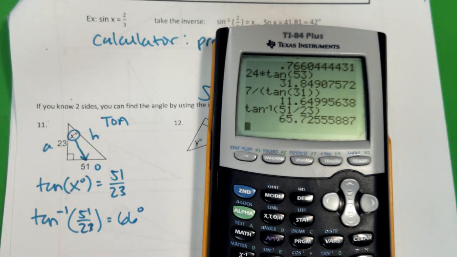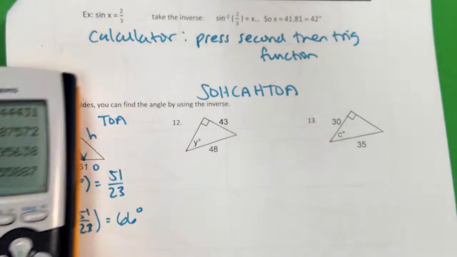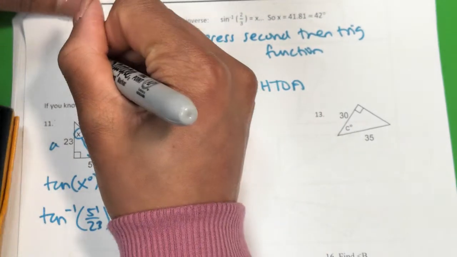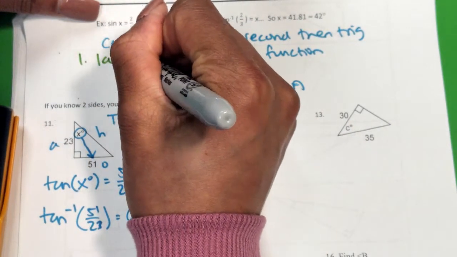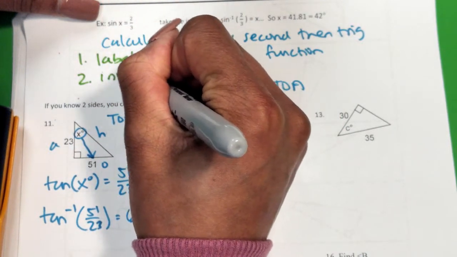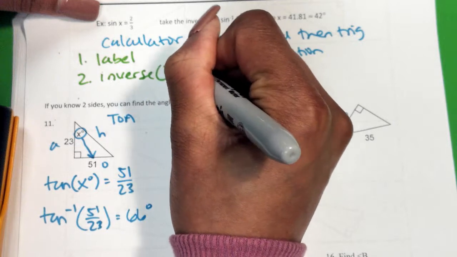So make sure this time you label. So label your functions first, and then use inverse trig, or the one with that -1 on it, okay?